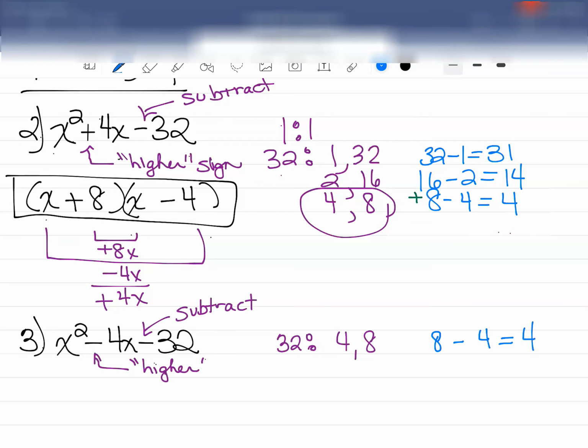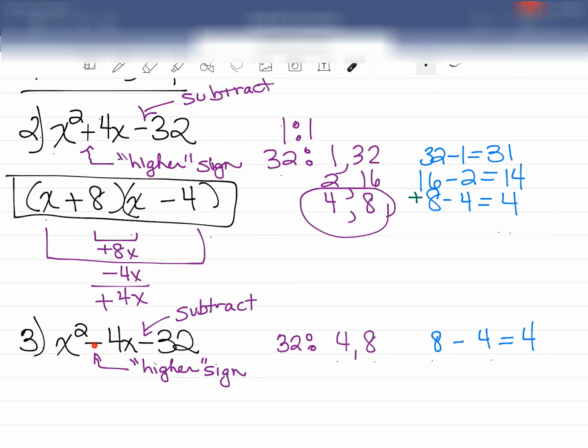So I just copied down some stuff real quick. I copied down the part about subtracting because of the minus. I copied down the part about using that second term to figure out the higher sign. Then, because all I did was change the sign in the middle, I just copied down the 32 factors were 4 and 8. If I subtract those two, I'll get the 4. Okay. Because I have a 4 in the front of the second term.